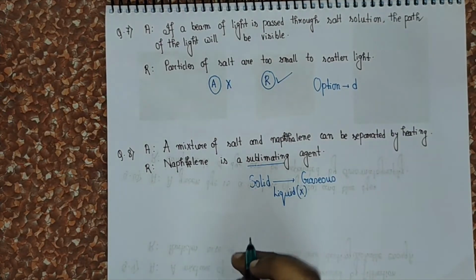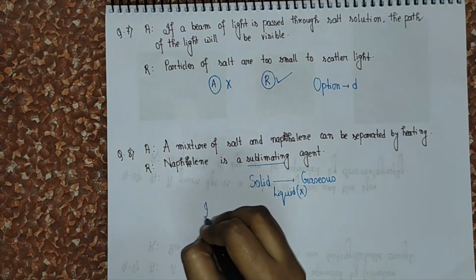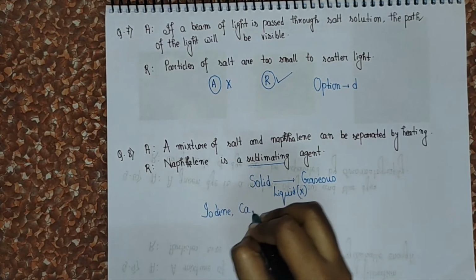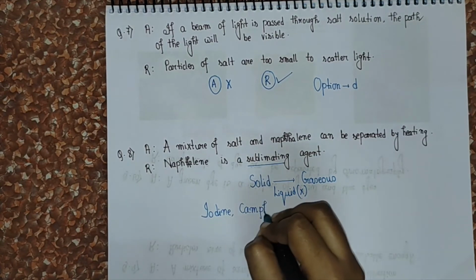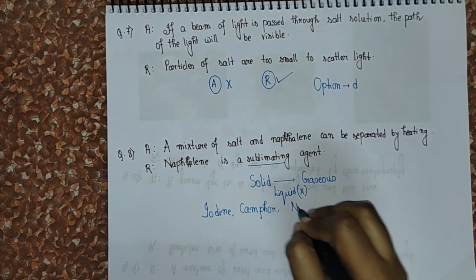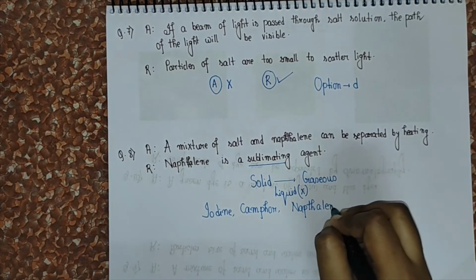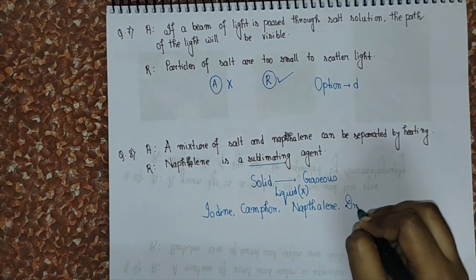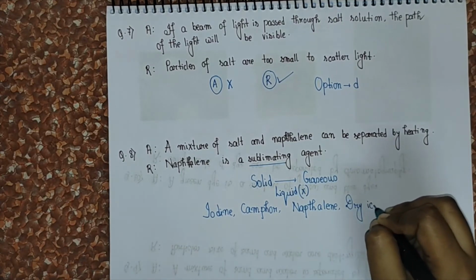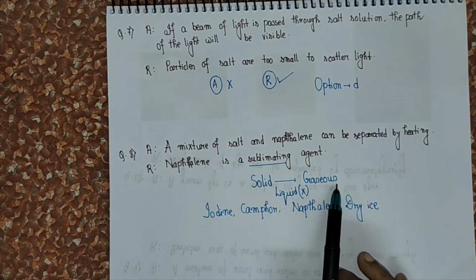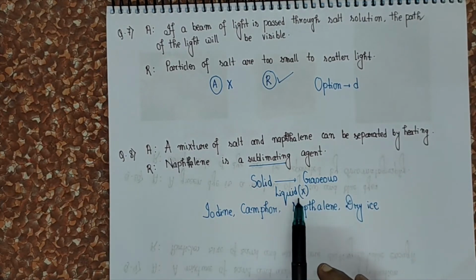So what are some examples of sublimating agents? Like iodine, a very good example. Like camphor, then naphthalene, dry ice. These are some examples of sublimating agents. That means they will be directly converted from solid to vapor or gaseous state without passing through the liquid state.